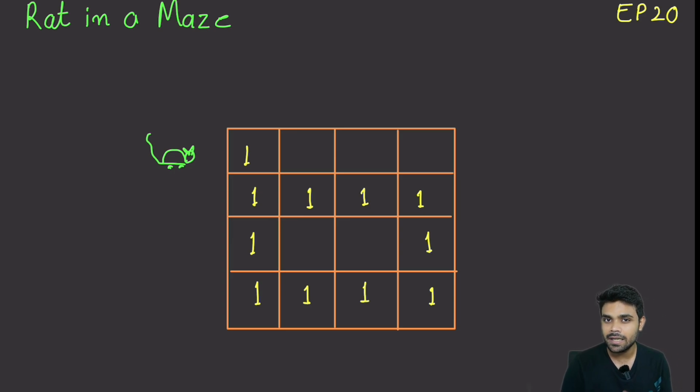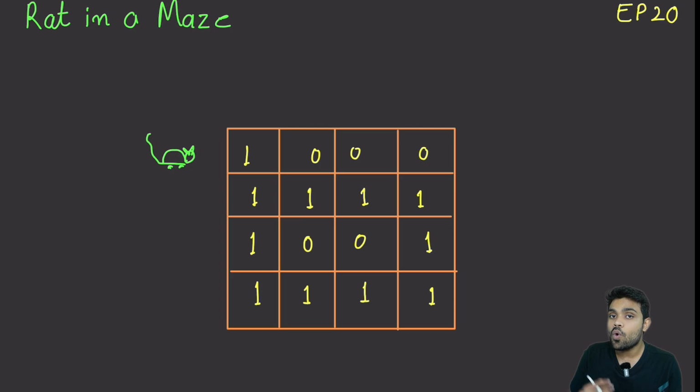A rat is basically lost in a maze. Let me tell you what a maze is. A maze is given as a square grid, where we have ones. These ones are the places where the rat can actually go. Then there are going to be zeros. These zeros are the places where the rat cannot go. Now we know what the maze is.